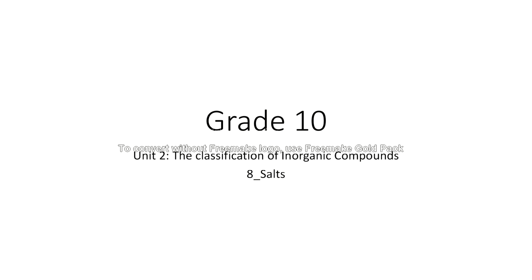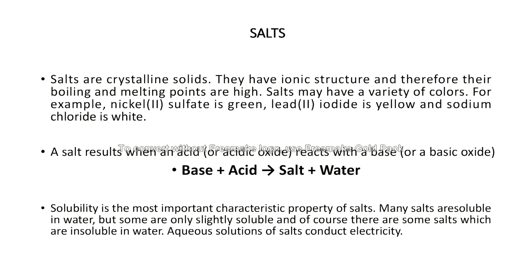Today's main topic is salt. We are still on Unit 2, the classification of inorganic compounds. Salts are crystalline solids that have an ionic structure and high boiling and melting points. Salts may have a variety of colors. For example, nickel sulfate may be green, lead iodide is yellow.